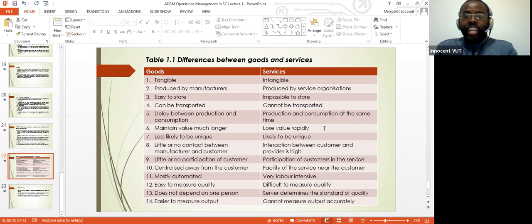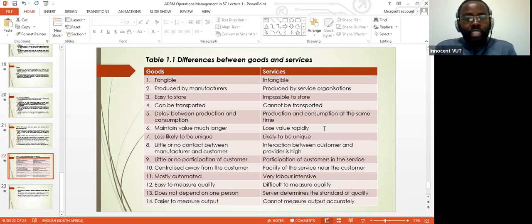That's production, and you're consuming on the other end. So it's production and consumption at the same time when it's service. Number six, goods maintain a value much longer. Goods can maintain value for a long period of time, but services lose value quickly.